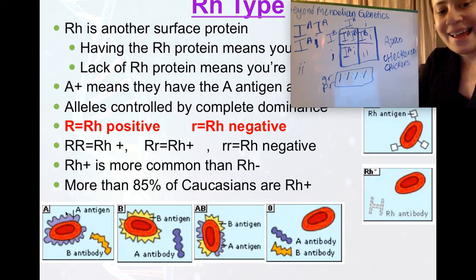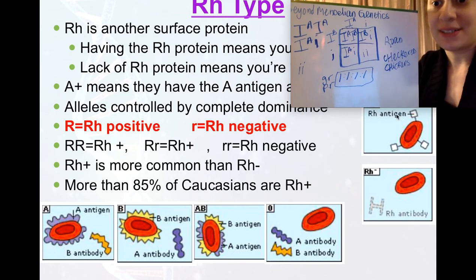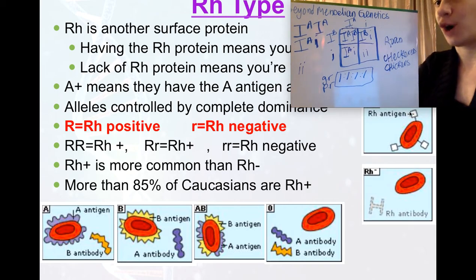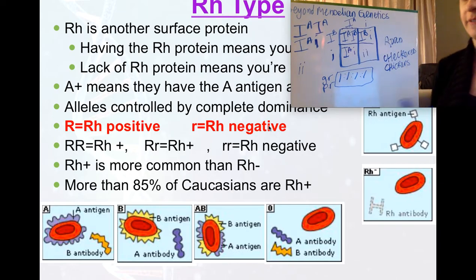So the A antigen is one, the B antigen is another. But here is a different antigen called the RH factor that's also found on the surface of red blood cells. So if you're RH positive, you have that. If you are RH negative, you do not have it. And in terms of genotypes, it's just a simple dominant recessive pattern of inheritance.